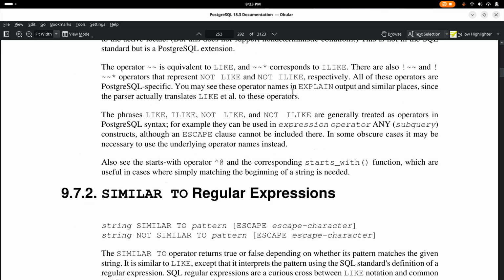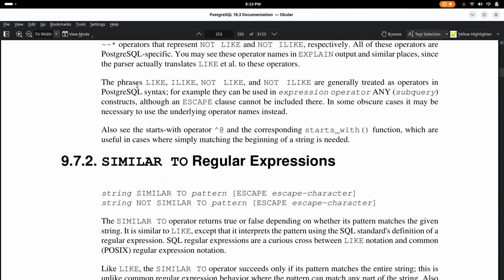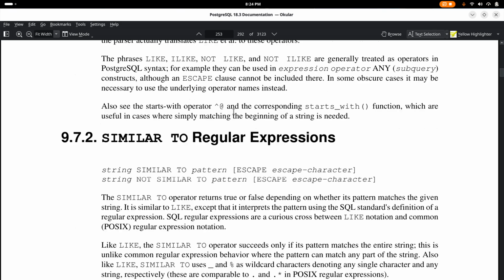You may see these operator names in EXPLAIN output and similar places, since the parser actually translates LIKE et al. to these operators. The phrases LIKE, ILIKE, NOT LIKE, and NOT ILIKE are generally treated as operators in PostgreSQL syntax. For example, they can be used in expression operator ANY (subquery) constructs, although an ESCAPE clause cannot be included there. In some obscure cases, it may be necessary to use the underlying operator names instead. Also see the starts-with operator ^@ and the corresponding starts_with function, which are useful in cases where simply matching the beginning of a string is needed.